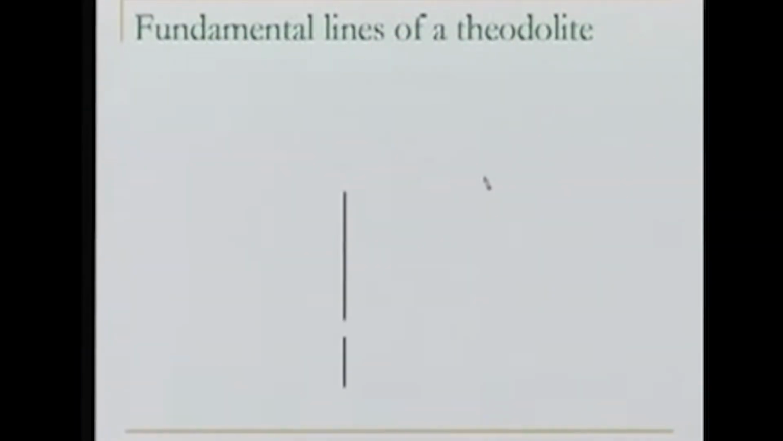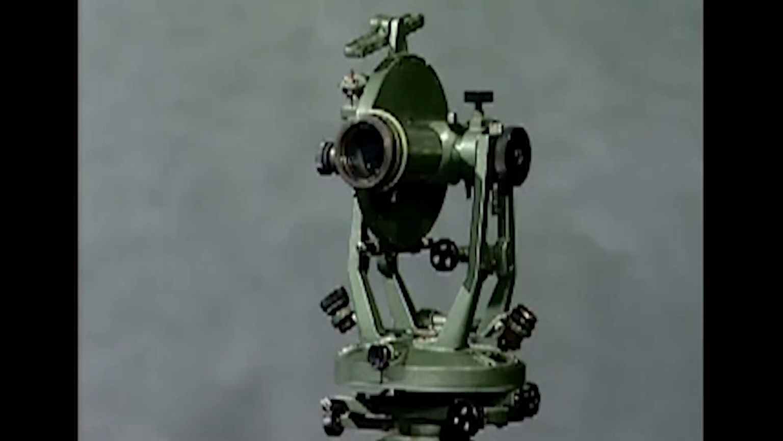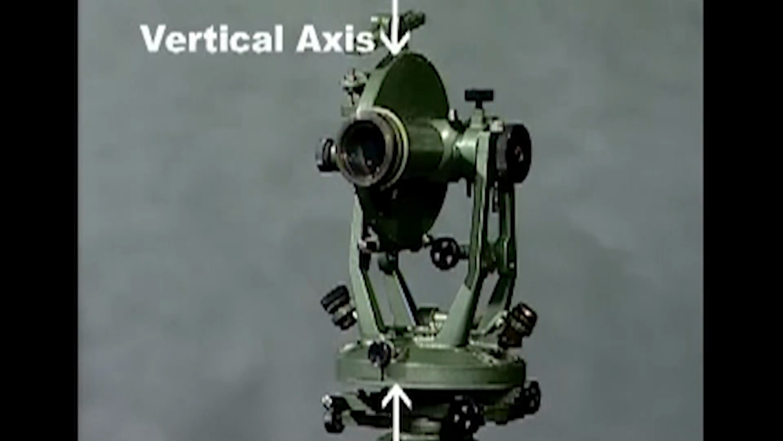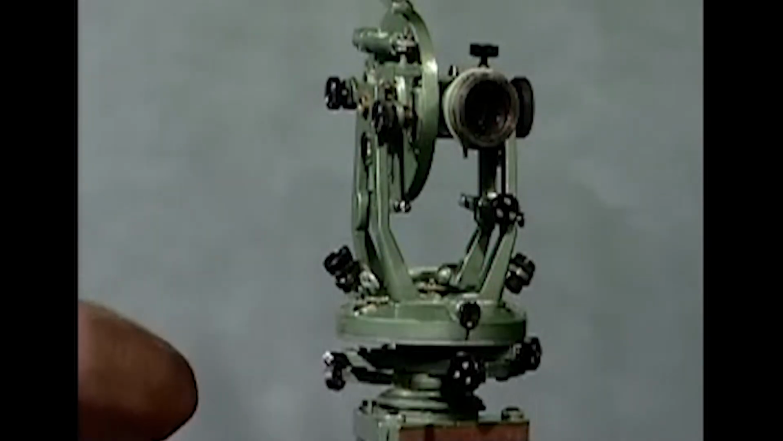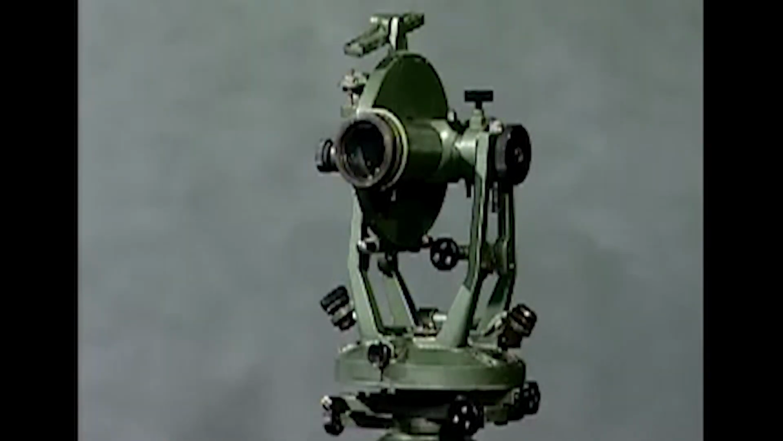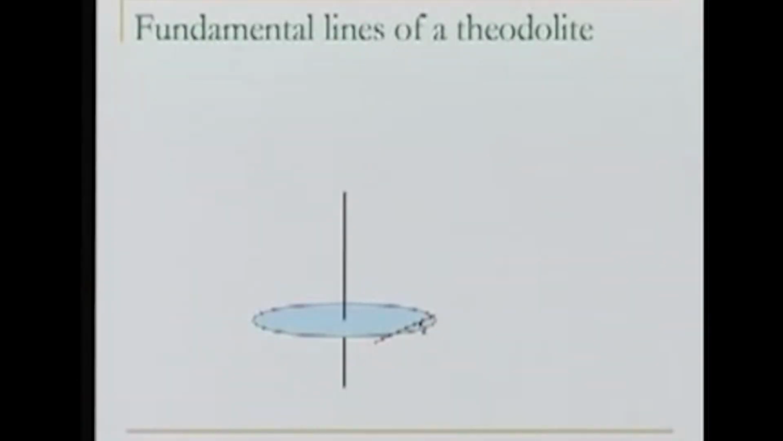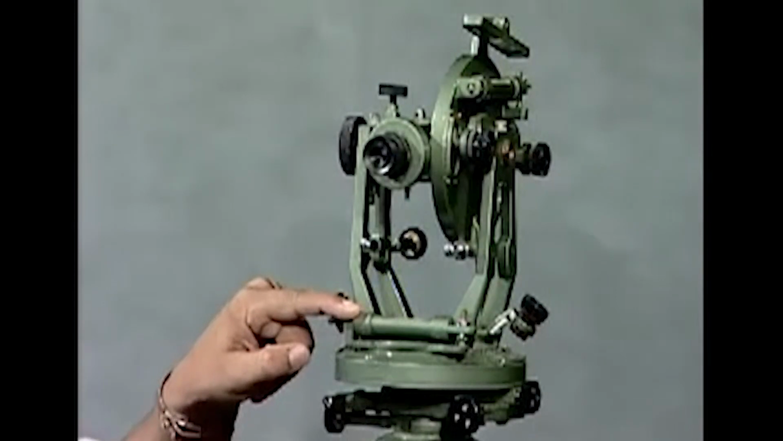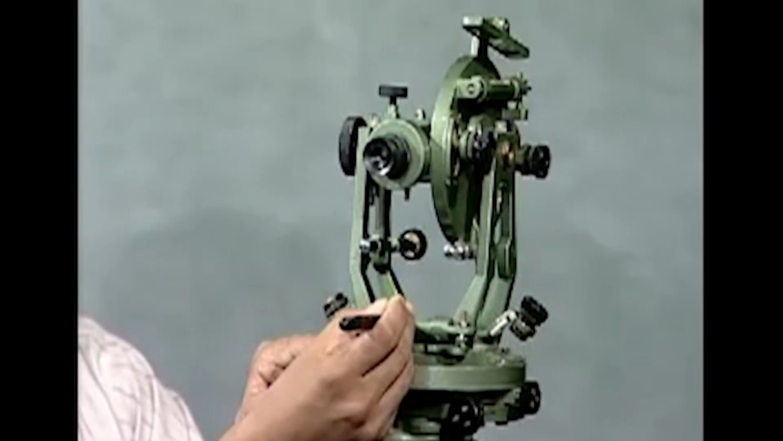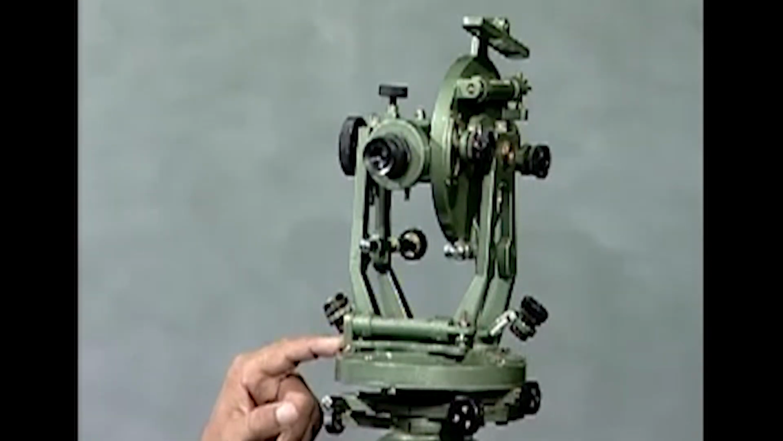Okay, to repeat, what are the fundamental lines? The first is the vertical axis. If I show you here on the theodolite, when I rotate this theodolite, it rotates about a line here, that's the vertical axis. Then we have the horizontal circle, the graduated circle where we read the angle values. Then this red line here is the axis of the bubble tube. We have a bubble tube, and for it we can define the axis, which is the tangent at the middle point.